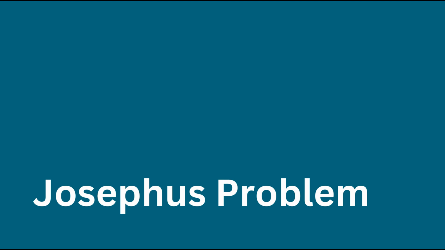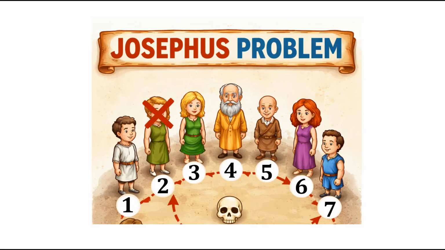Today we are going to learn about the Josephus problem. The Josephus problem is a classic problem in combinatorics and algorithm design. It models a deterministic elimination process in a circular arrangement. The problem is named after Flavius Josephus, a 1st-century historian.